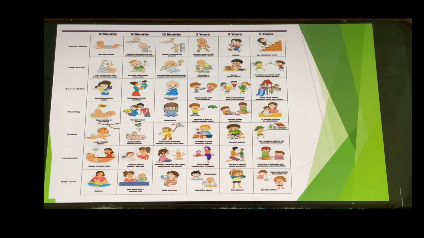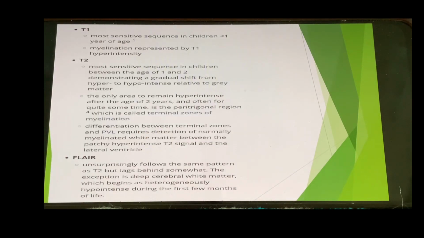At 12 months, he is supposed to crawl and he can drink from the bottle himself. At 2 years, he should be able to stand on his feet and walk. So, if there occurs disturbance in these patterns, that's an abnormality of myelination.